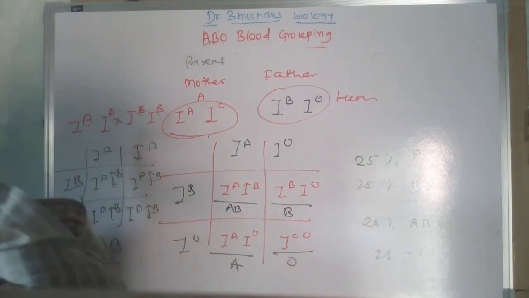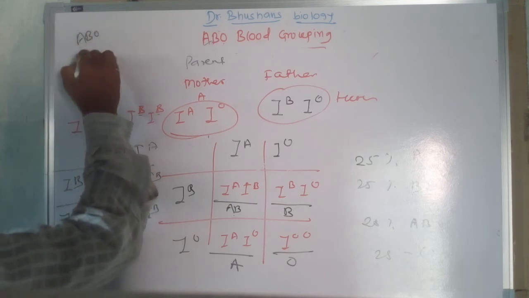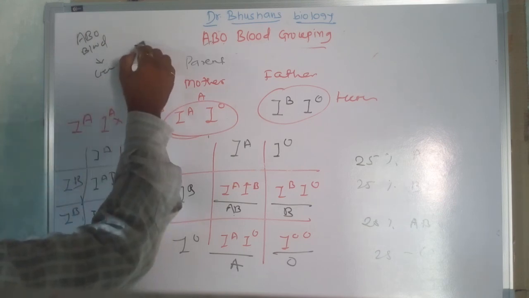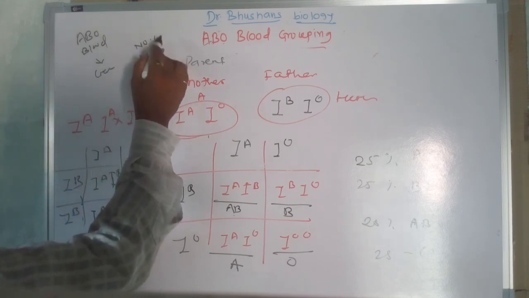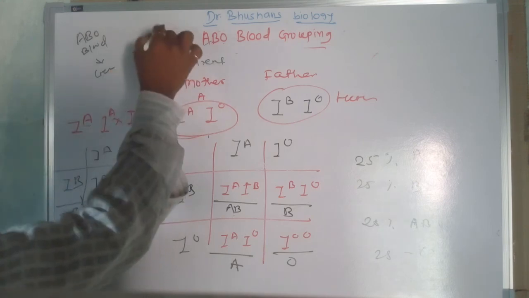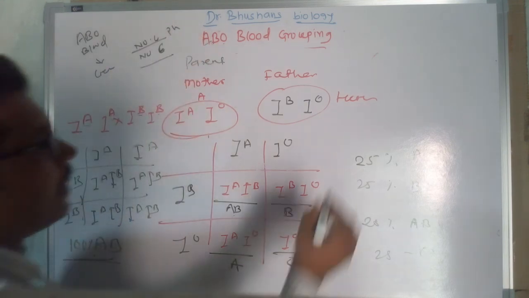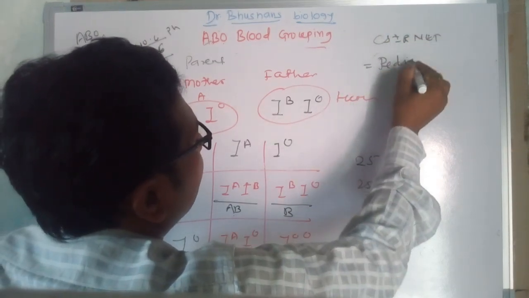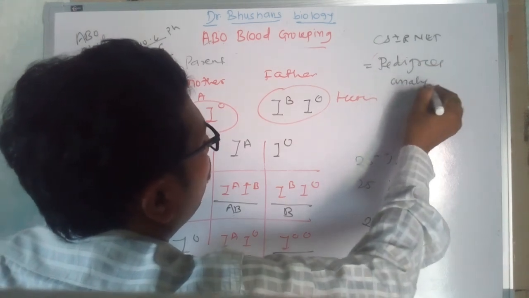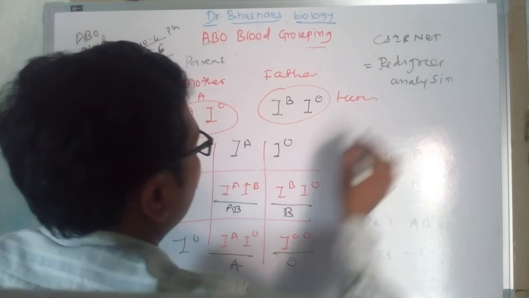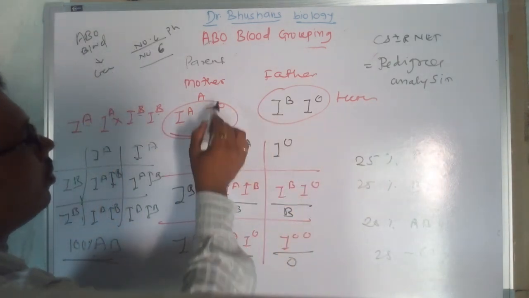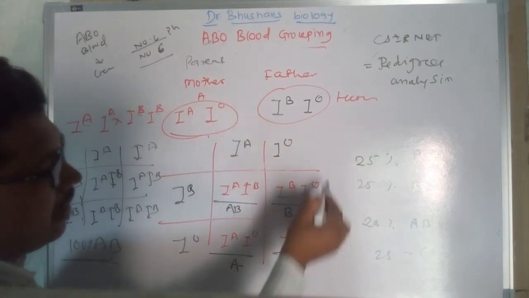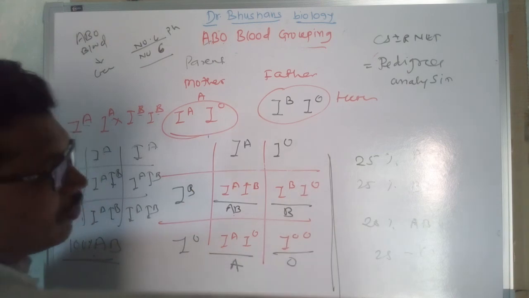So the main thing is the question asks about ABO blood grouping: what are the possible genotypes and what are the possible phenotypes? The number of genotypes and phenotypes is asked in questions: 6 genotypes and 4 phenotypes. You must know this. In the CSIR NET, this question is asked in pedigree analysis, so you must know the crossing of this type of blood group and find the percentage of each type of blood group.